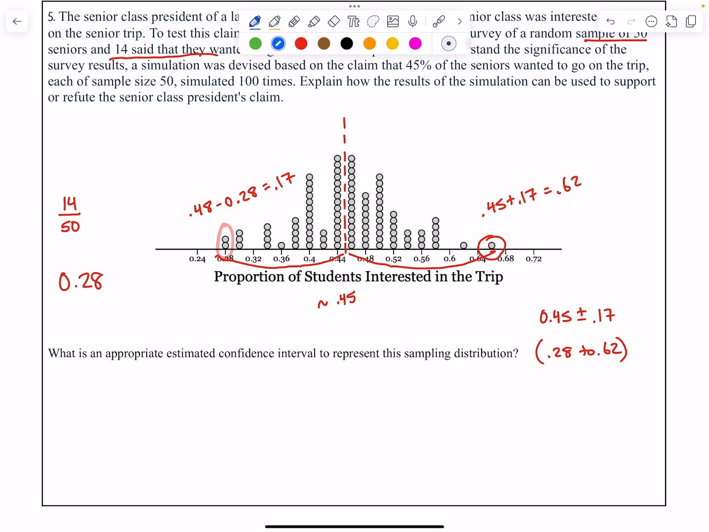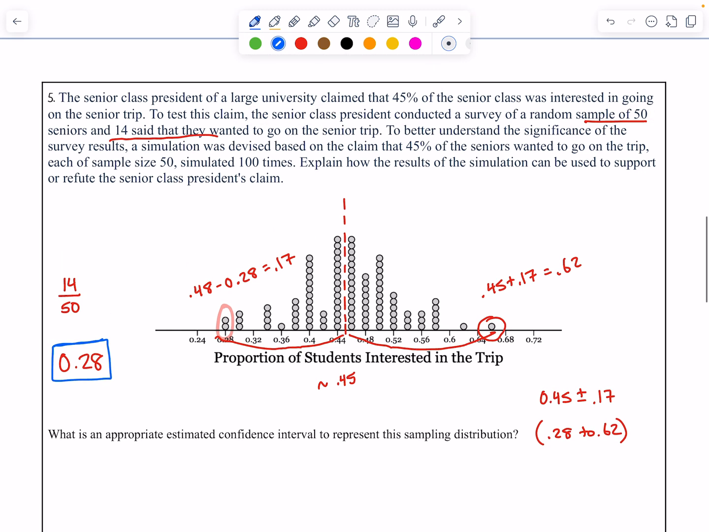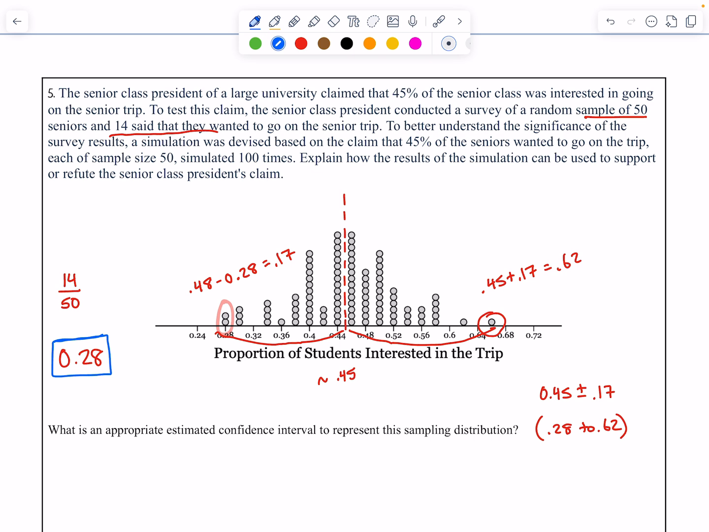So what we say in statistics is, since it's not something that popped up very much in the simulation, it's not likely to have happened randomly. And so it's statistically significant that we got the proportion of 0.28 from our random sample of 50. And 14 said they wanted to go.